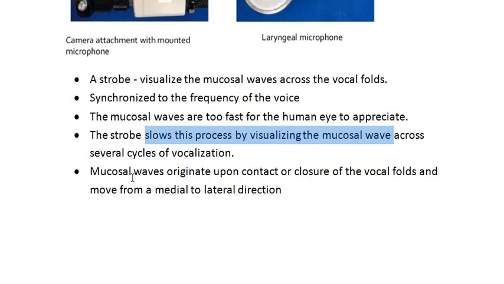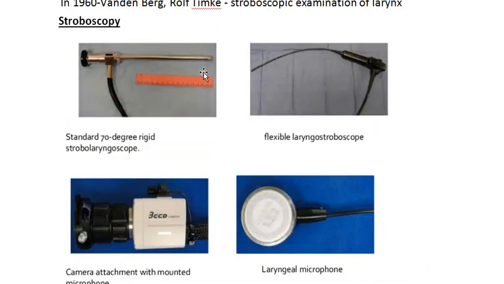The mucosal waves originate upon contact or closure of the vocal folds and move in a medial to lateral direction. It is like the fluttering of the wing of a bird, which you and me cannot see because the frames per second of our eye is lesser. Similarly, there is a fluttering within the vocal cord, called mucosal waves, that cannot be seen by direct and indirect laryngoscopy. Therefore, we have stroboscopy, either flexible or rigid.